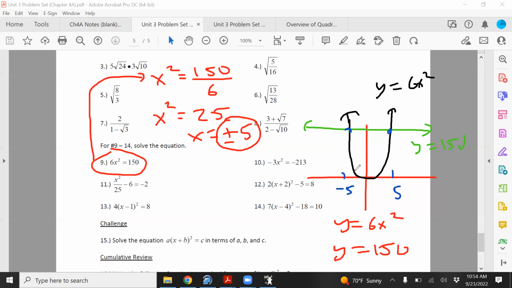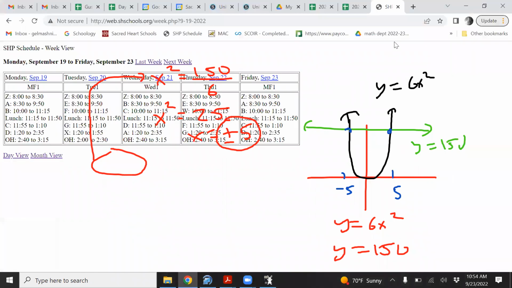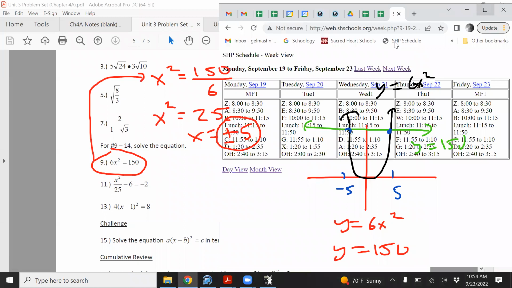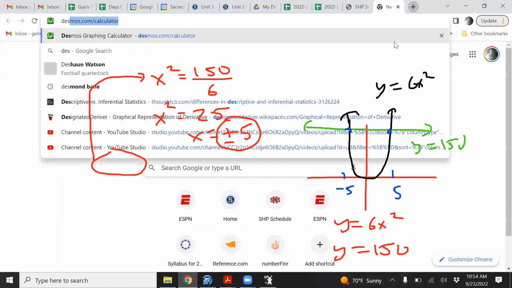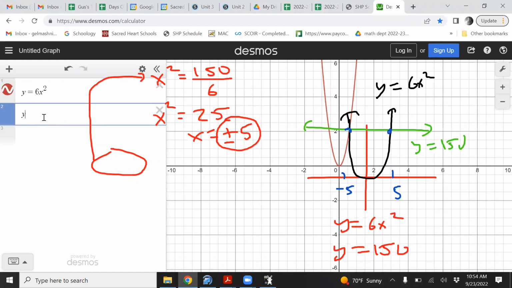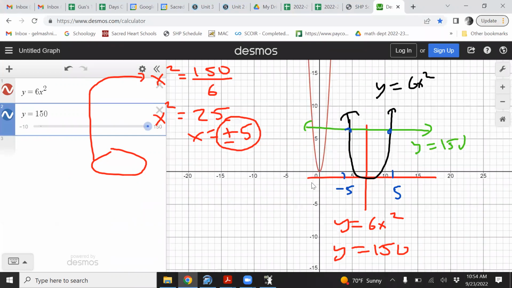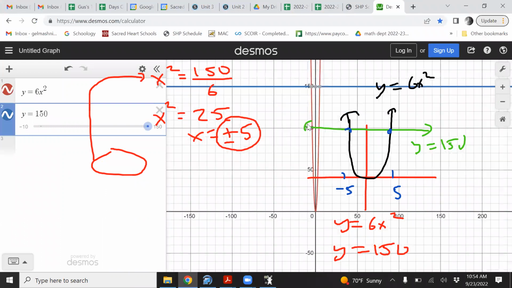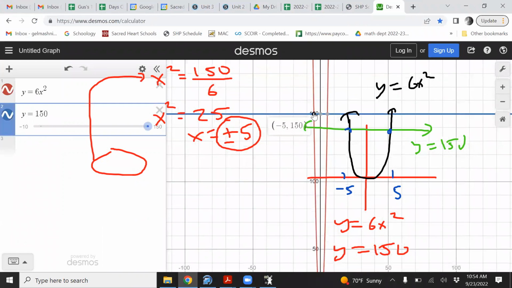If you so desire, I would strongly recommend you have Desmos out when you're doing your homework. Or when you're studying, see if you got this. So if I go y equals 6x squared, Desmos is so much better than the calculator. Y equals 150. Okay, you see where they touch? -5 and 5. So Desmos is a great way of verifying your work. Great way. Do it.